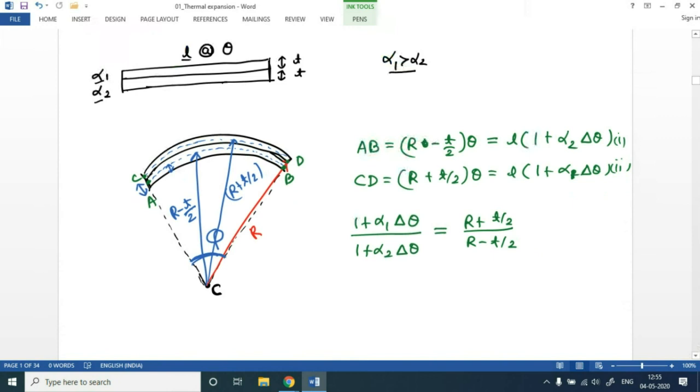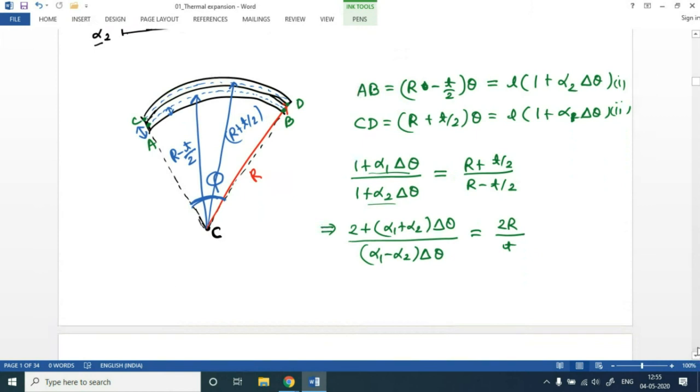And when you apply componendo and dividendo, let's say, for example, A by B is equal to C by D, so that would be A plus B upon A minus B is equal to C plus D upon C minus D. When you apply that, in the numerator you will be writing the sum of these two quantities, so that would be 2 plus alpha 1 plus alpha 2 times delta theta, and in the denominator we will have alpha 1 minus alpha 2 times delta theta. On the right-hand side the numerator would be simply 2R and the denominator would be T.